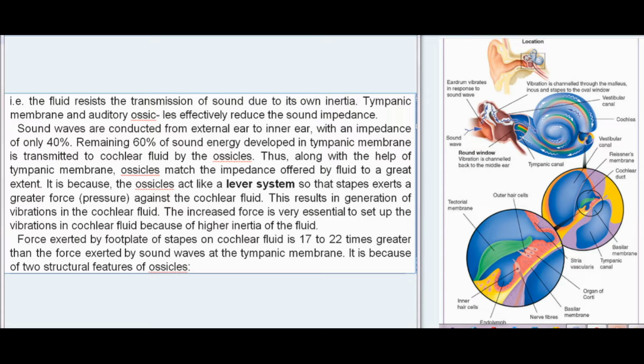The increased force is very essential to set up the vibrations in cochlear fluid because of higher inertia of the fluid. Force exerted by footplate of stapes on cochlear fluid is 17 to 22 times greater than the force exerted by sound waves at the tympanic membrane. It is because of two structural features of ossicles.